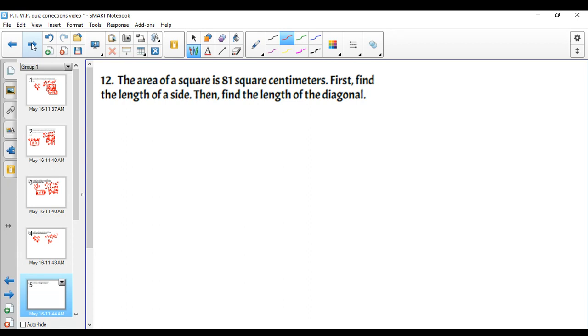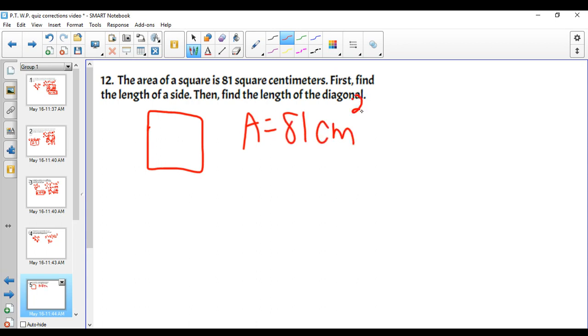Okay, the next one we're going to look at is number 12. So it says the area of a square is 81 square centimeters. First, find the length of a side, then find the length of the diagonal. Okay, so we have a square. We know the area of that square is 81 centimeters squared.